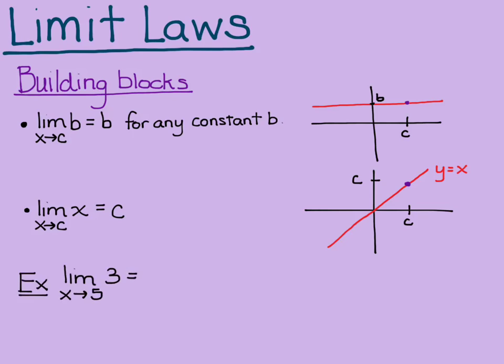For example, we can do the limit as x goes to 5 of the function 3, and here we're using the first building block, and b in this case is 3, so the answer is 3. We can do another example. The limit as x goes to pi of x. Now we're using the second building block. So whatever we plug into the function, we get out the same thing. So the limit as x goes to pi of x is pi.